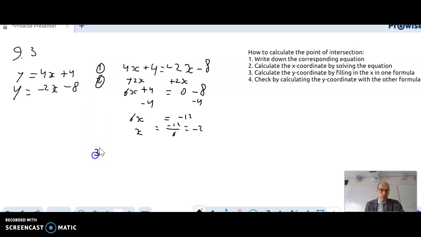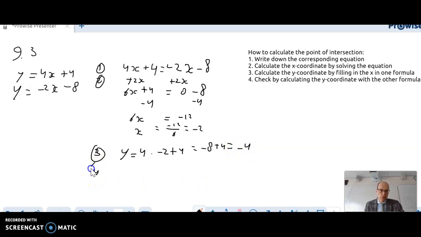And step 3, we need to fill in the x value in one formula and get a certain y value. So we have y is equal to 4 times minus 2 plus 4, that is equal to minus 8 plus 4, and that is minus 4.